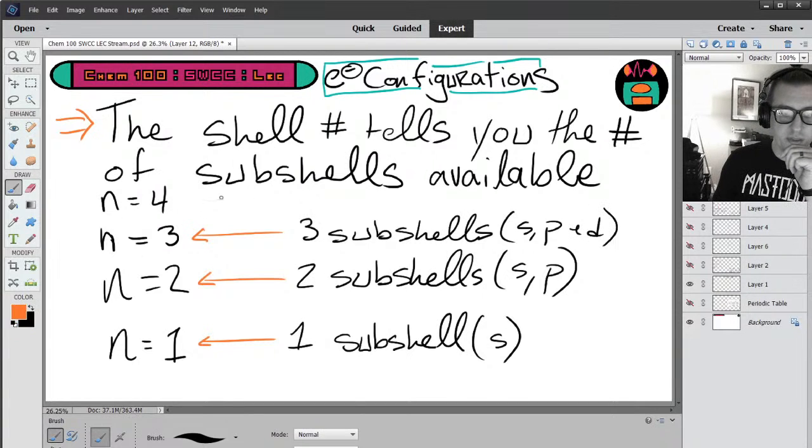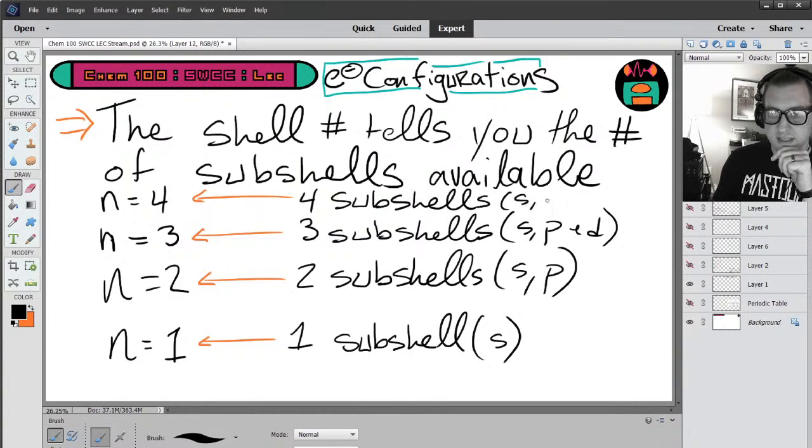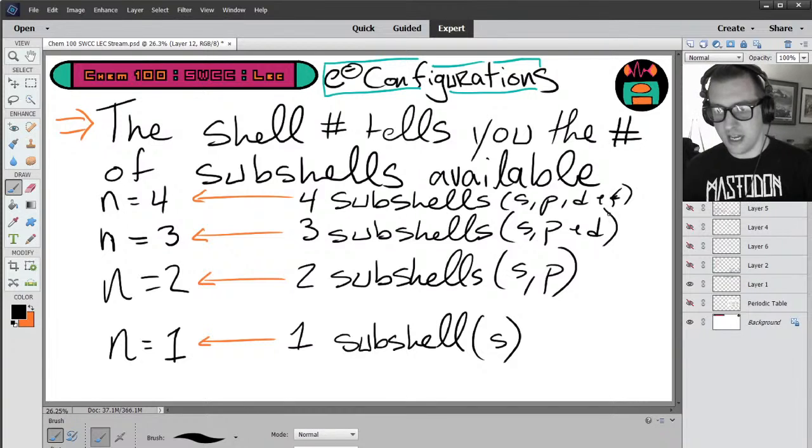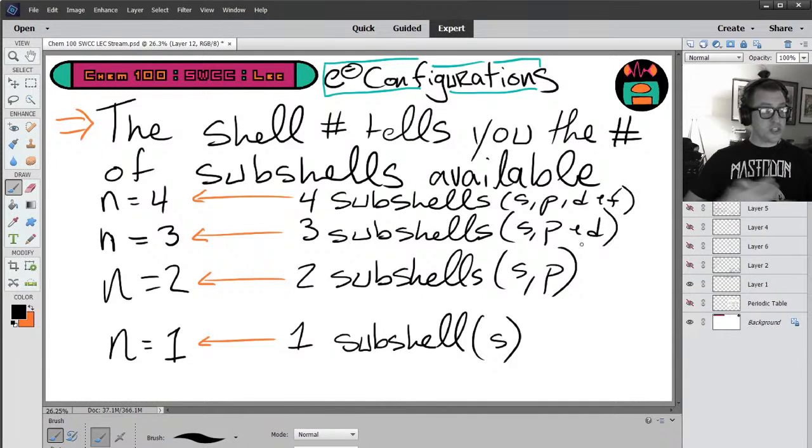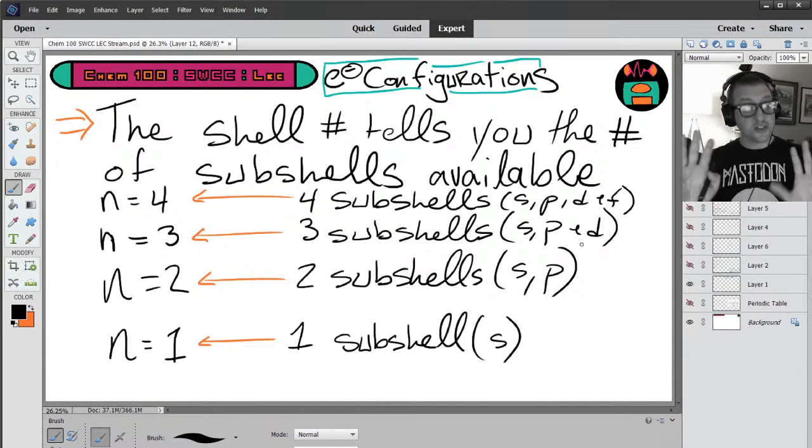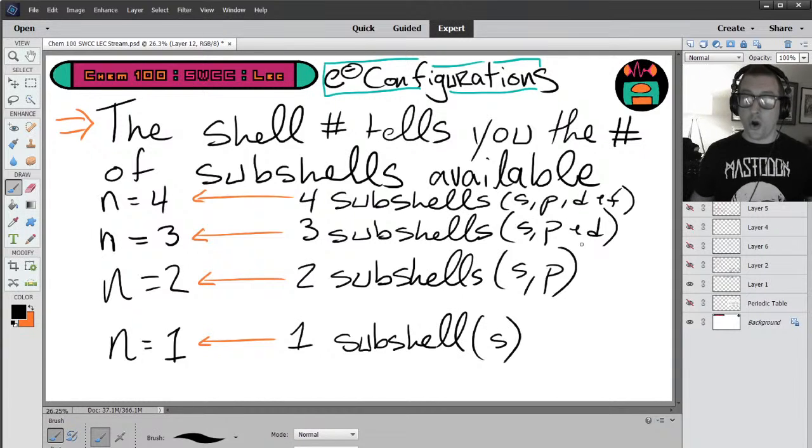And then the fourth shell has 4 subshells: S, P, D, and F, which we're not going to talk about in this class. If you take Gen Chem, you'll talk about it there. So each shell number tells you how many subshells are available.